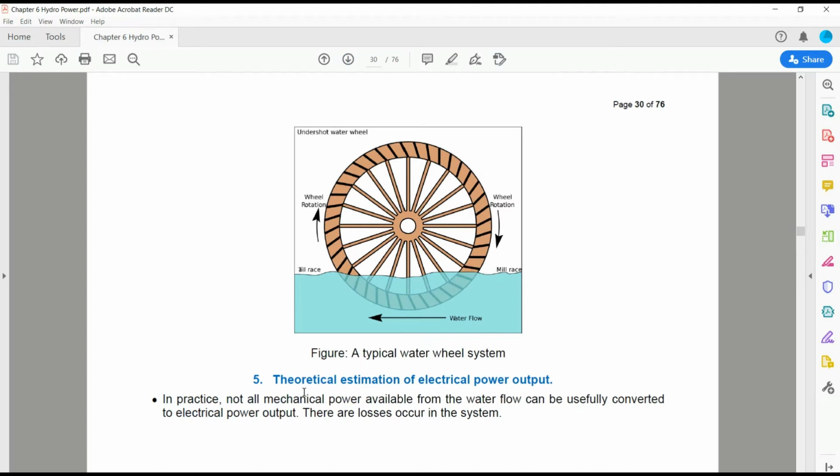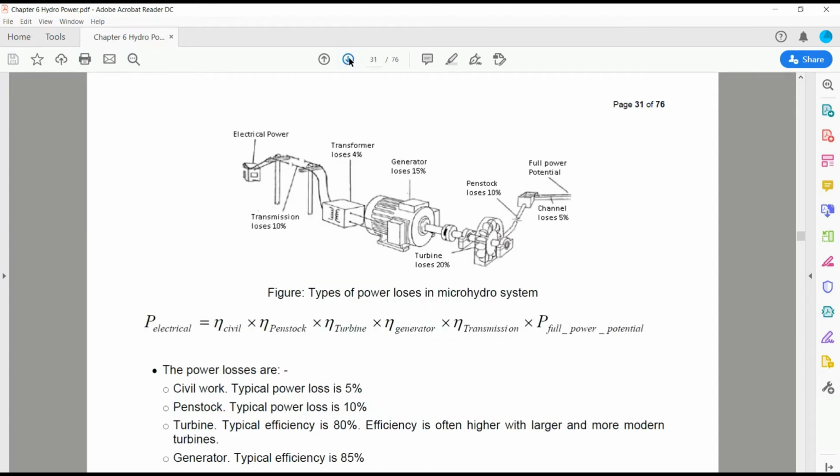So number 5, theoretical estimation of electrical power output. In practice, not all mechanical power available from the water flow can be usefully converted to electrical power output. There are losses that occur in the system. So these are the types of losses that always occur in a micro hydro system.